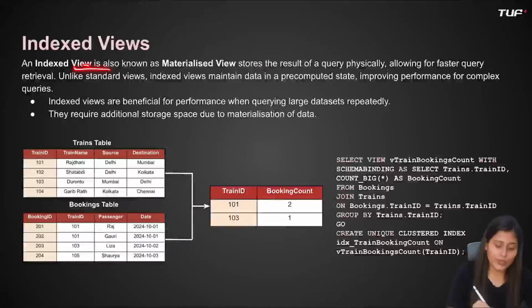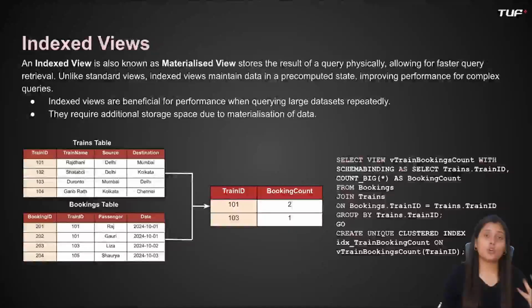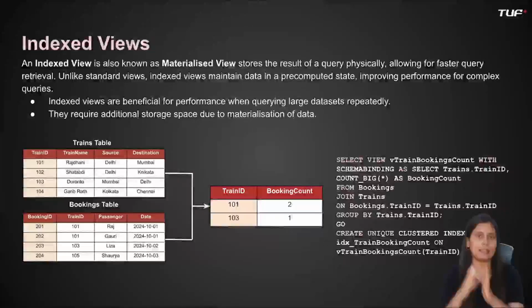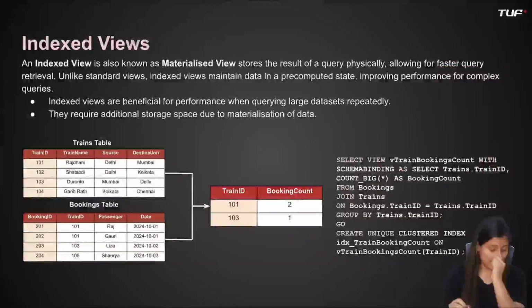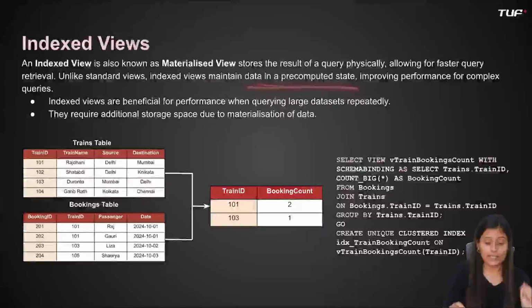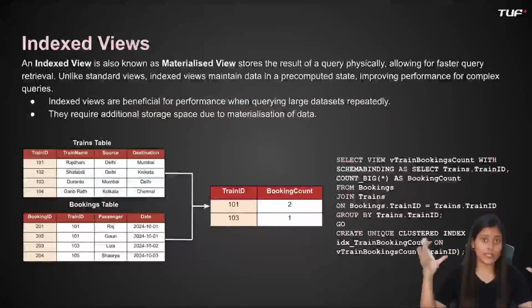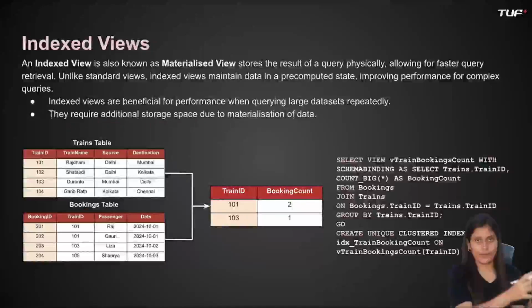An indexed view, also known as a materialized view, stores the result of a query physically, allowing for faster query retrieval. Instead of the simple view, where we were not storing the data in the physical storage, in the indexed view we will be storing the data in the physical storage, also to allow faster queries. An indexed view maintains data in a pre-computed state, improving performance for complex queries. Indexed views are beneficial for performance when querying large data sets, and they require additional storage space as well.